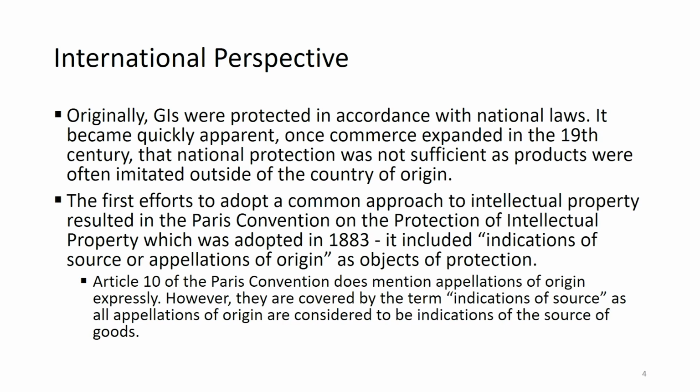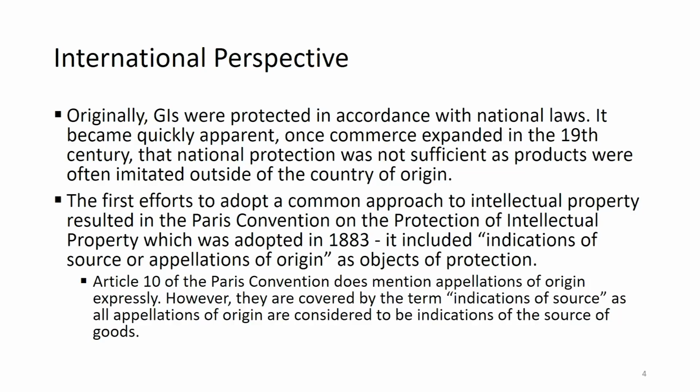It relates to industrial property. I think I have mentioned in one of the lectures that the first international initiatives came in the form of the Berne Convention of 1886 for copyright and the Paris Convention of 1883 for industrial property. GI happens to be one of the industrial properties. So, the first systematic effort to adopt a common approach can be seen in the Paris Convention of 1883. It included indications of source or appellations of origin as the subject matter of protection.